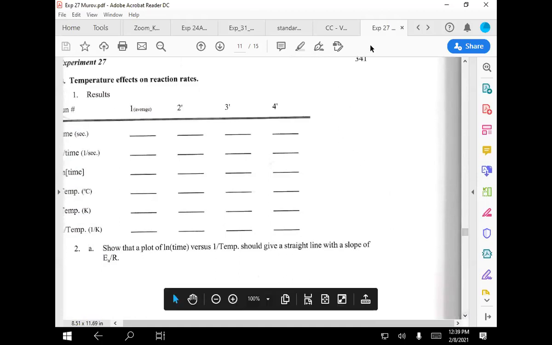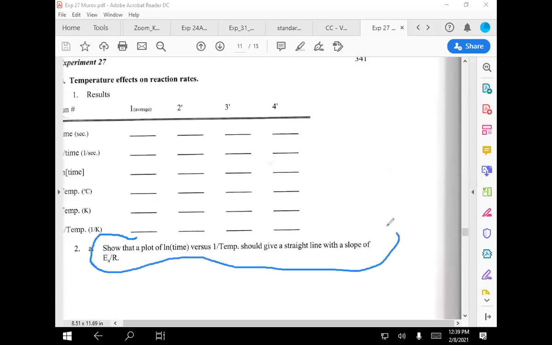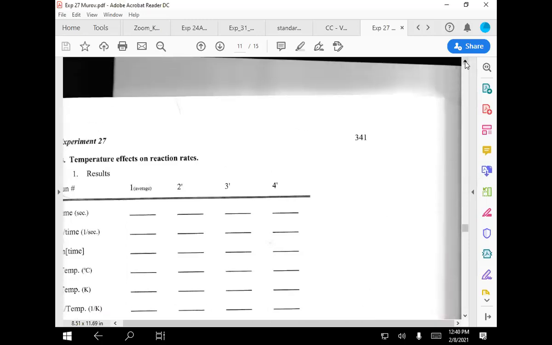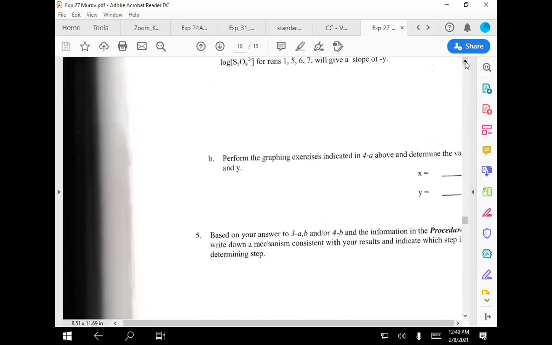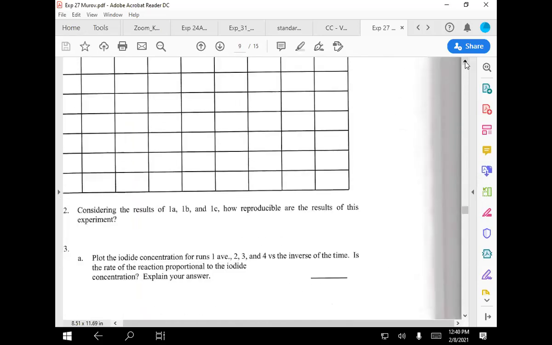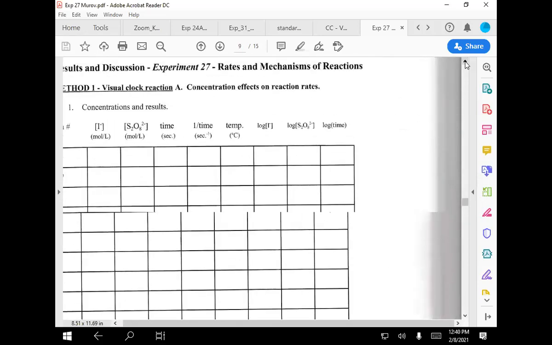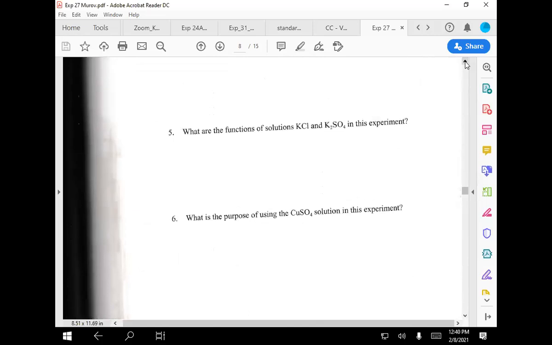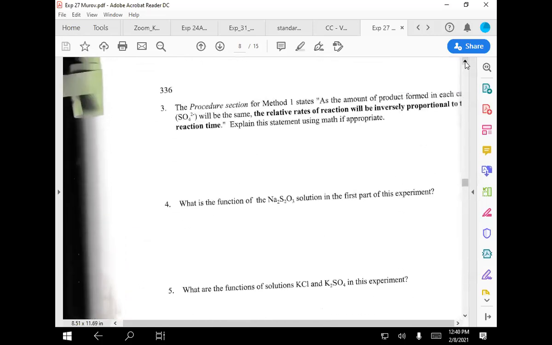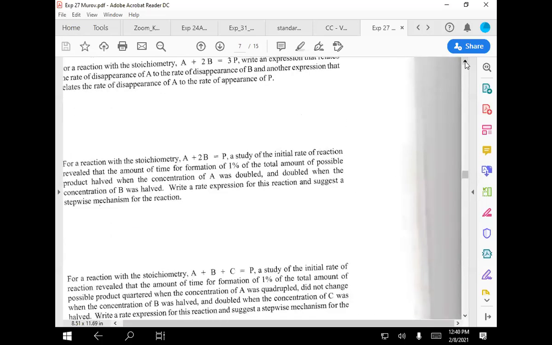Okay, now it's asking you to do another graph. So when it says plot, then you have to do another graph. But just to answer his question, because it is confusing, I don't know why they just didn't give it another number or something. Yeah, that 2 prime, 3 prime, it's so tiny.